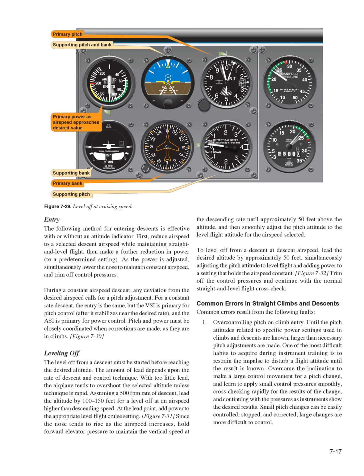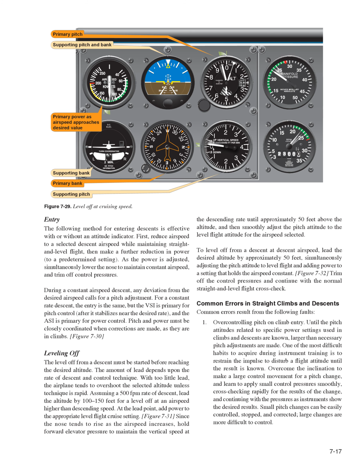With too little lead, the airplane tends to overshoot the selected altitude unless technique is rapid. Assuming a 500 fpm rate of descent, lead the altitude by 100 to 150 feet for a level off at an airspeed higher than descending speed. At the lead point, add power to the appropriate level flight cruise setting. Figure 731. Since the nose tends to rise as the airspeed increases, hold forward elevator pressure to maintain the vertical speed at the descending rate until approximately 50 feet above the altitude, and then smoothly adjust the pitch attitude to the level flight attitude for the airspeed selected.